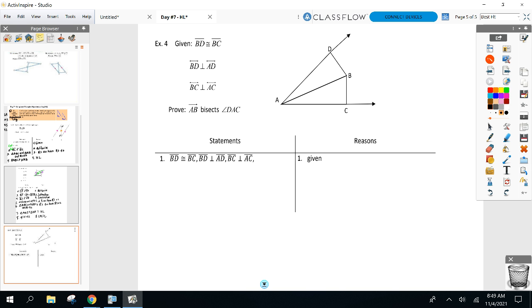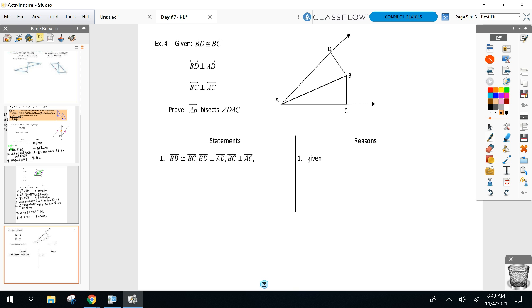You have to prove a bisector? Yeah, the proof statement. What about that? Come on. I've only asked you guys to prove things congruent. Now all of a sudden I'm asking you to prove that AB bisects DAC. Well, don't you just have to prove that the angles are congruent? Here's my question now. If AB is going to bisect DAC, what two angles should be congruent before I do that?